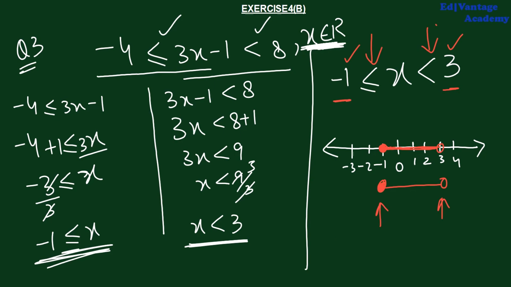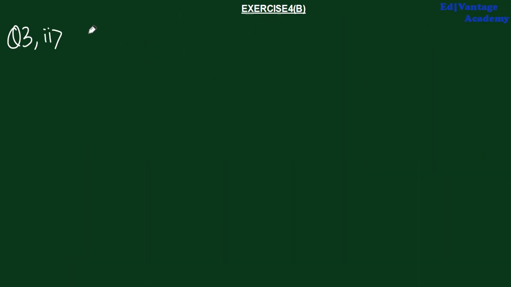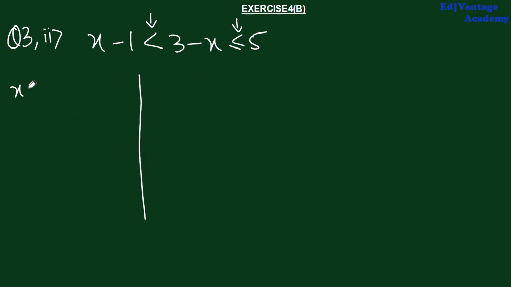Second part of this question number 3 is x minus 1 is lesser than 3 minus x, which is less than or equal to 5. So again two symbols are there, right? Two inequality signs, we'll divide into two parts: x minus 1 is lesser than 3 minus x, and 3 minus x is lesser than or equal to 5.